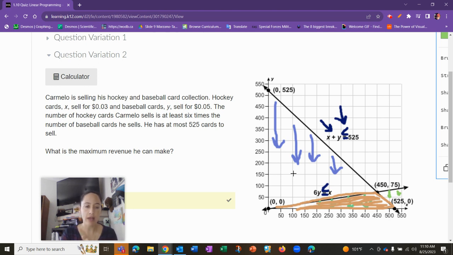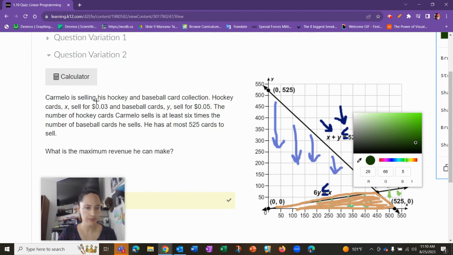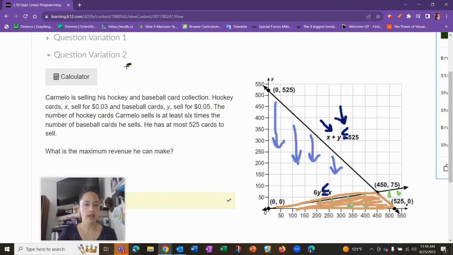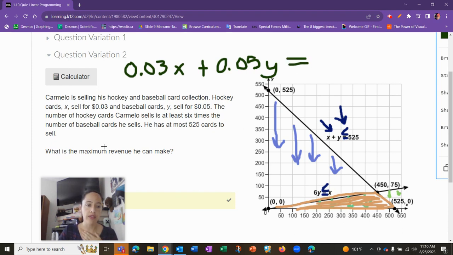What is the maximum revenue he can make? So revenue, profit, money. How much money can he make? Carmelo, well, he is selling, let's go darker, 3 cents for a baseball card. So does it make sense that I could just write 3 cents times x because every baseball card will be 3 pennies? And 5 cents times y because every hockey card will be a nickel. That's our objective function. This is what we're looking to optimize, or in this case, maximize. So we are trying to find the combination of baseball and hockey cards that would give Carmelo the most profit.